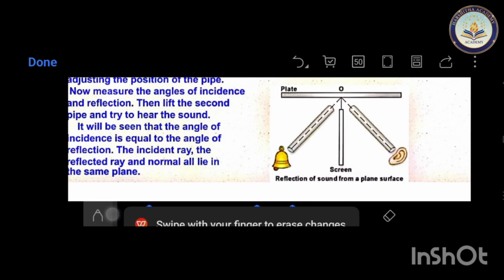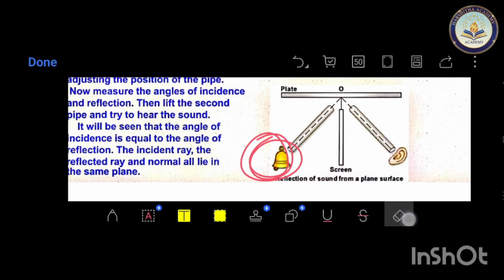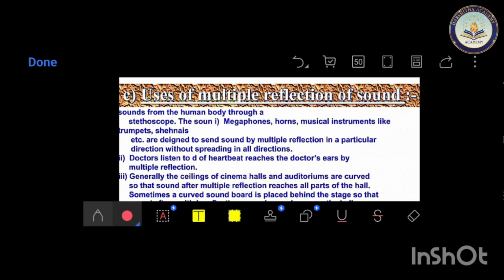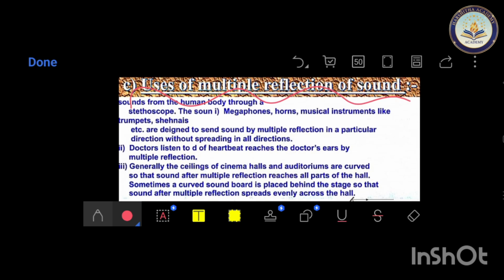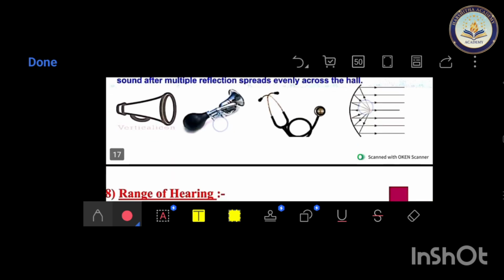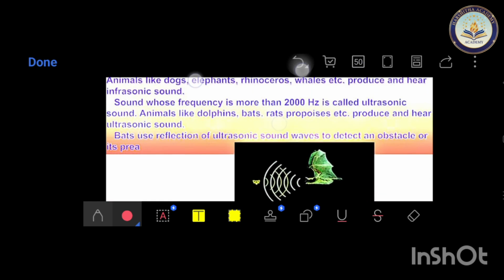Here is an example: a bell is ringing. How can our ear hear that sound? Due to the reflection of sound like this. Reflection of sound takes place when we hear a sound. What is the use of multiple reflections? If multiple reflections take place, only then can we hear a sound. These are applications of reflection of sound. The range of hearing is also decided here, guys.